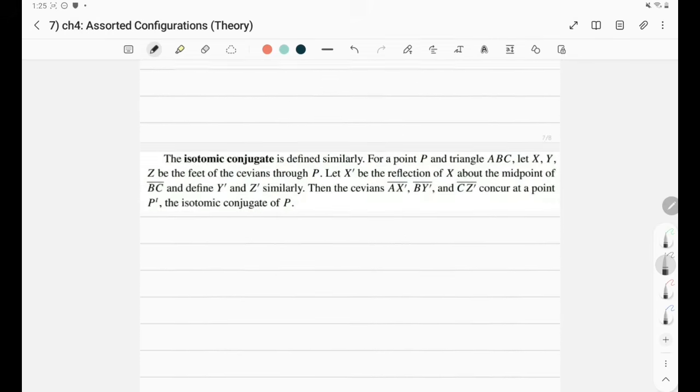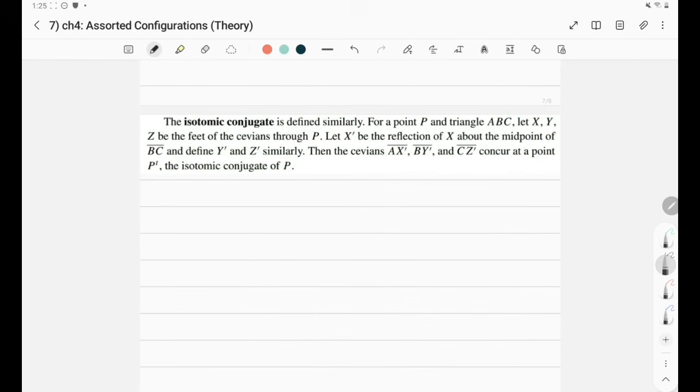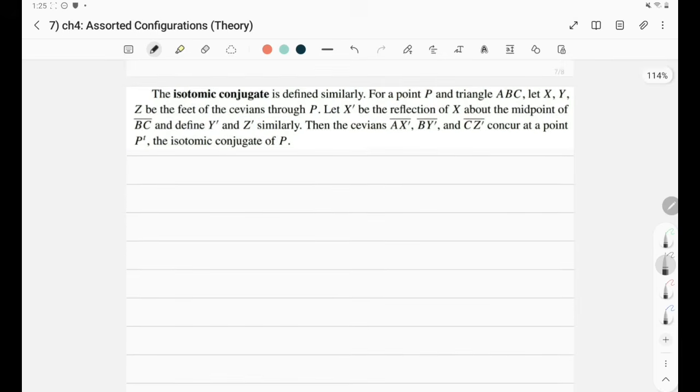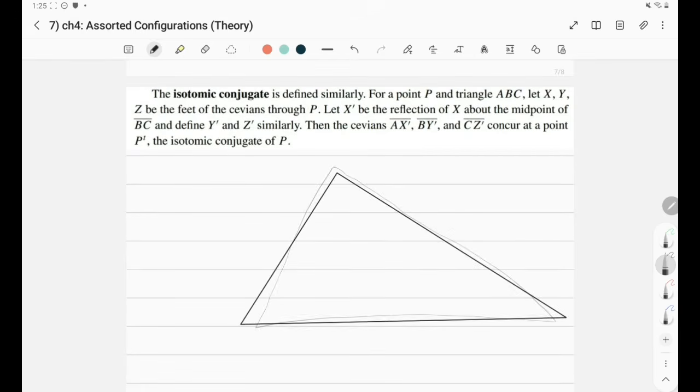We also have another conjugate that is called the isotomic conjugate. It's not as famous as the previous one, but it might come in handy. So let's define it. The idea is very similar, but instead of equal angles, we now have equal lengths. So we take another point, reflecting over the midpoint, such that these two are equal. And we have the same thing if we let the point be here.